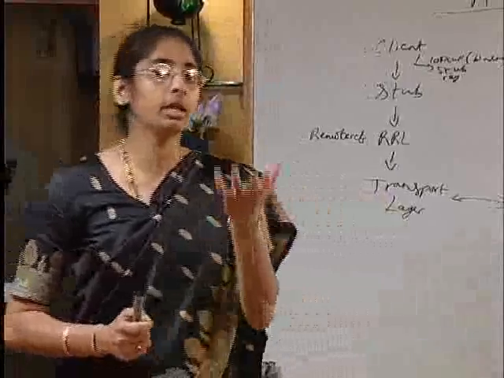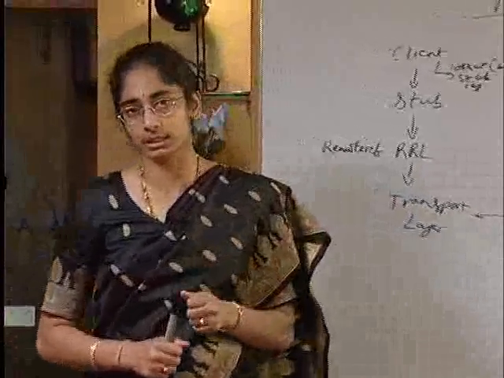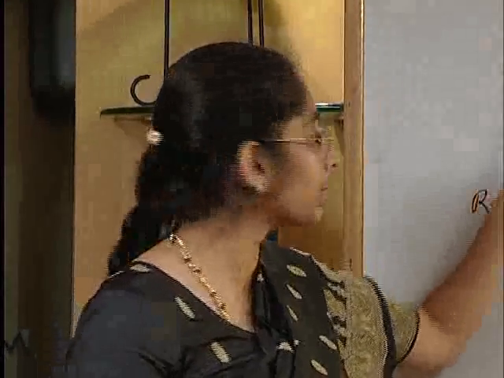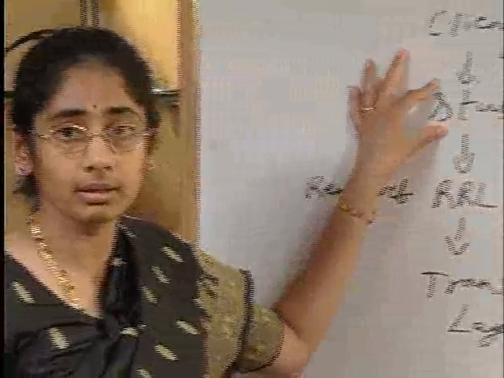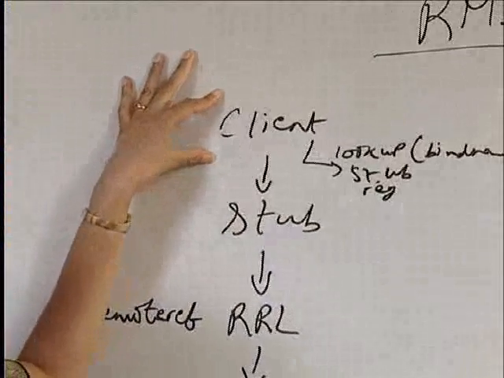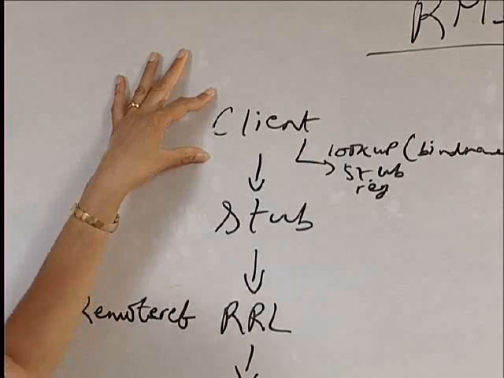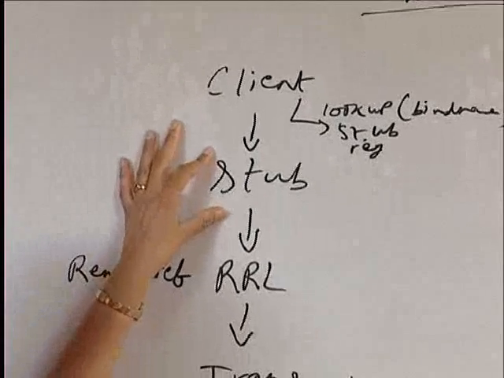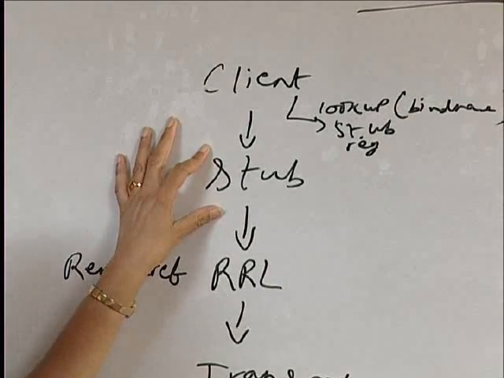Now I therefore have a remote object reference, which means I got my stub. Then I invoke a method on the remote object. When I invoke a method on the remote object, that gets passed to the stub of the remote object.